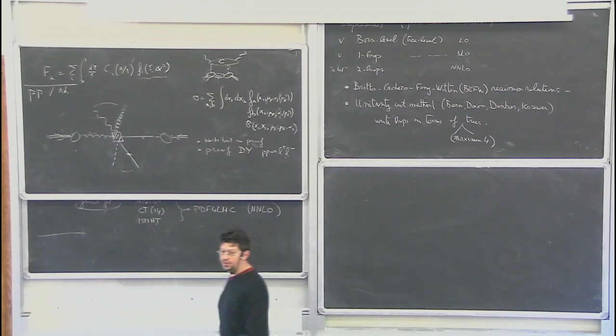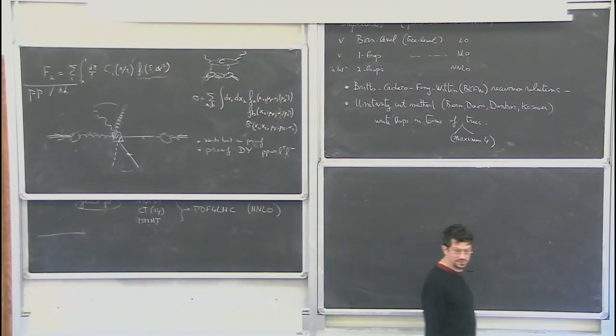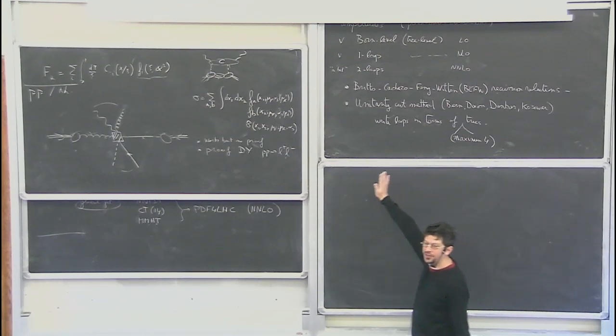Is the amplitude the only thing you need in order to get this? I don't know. I go back to my example. I'll simplify it a little bit. Imagine I want t t-bar Higgs. No jets this time. t t-bar Higgs at NLO. Is the amplitude the only thing I need?